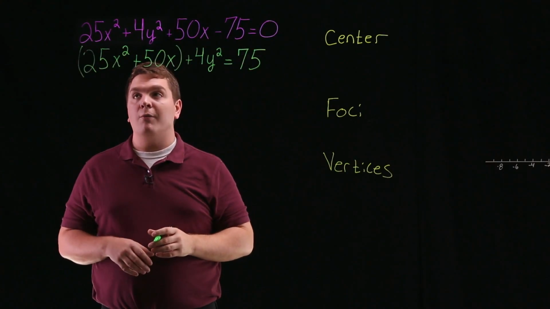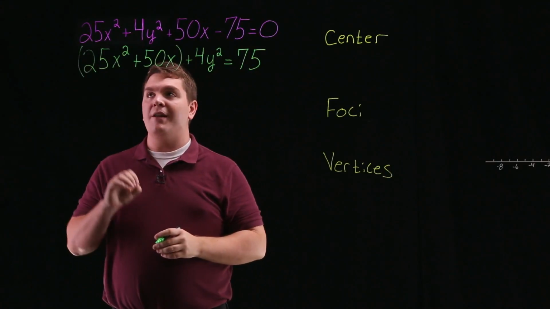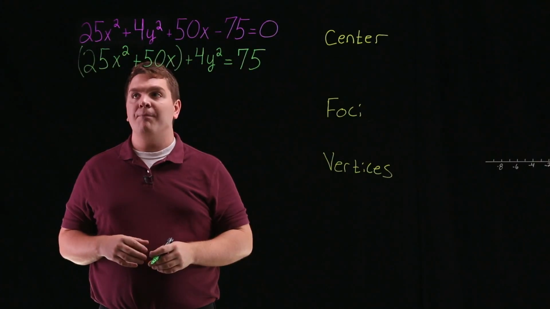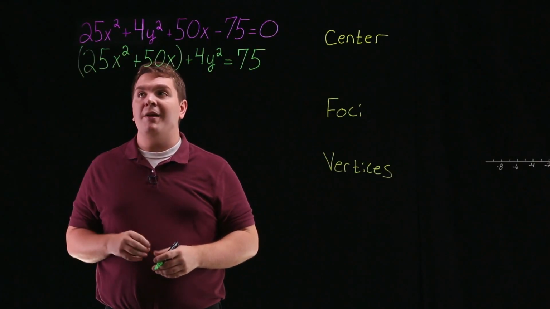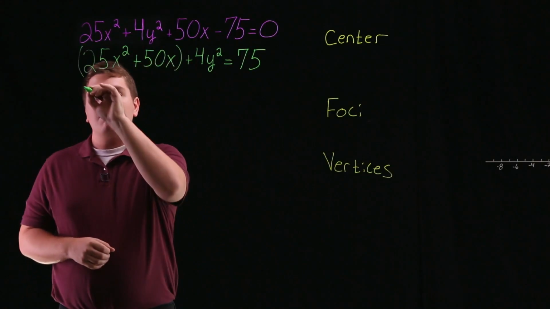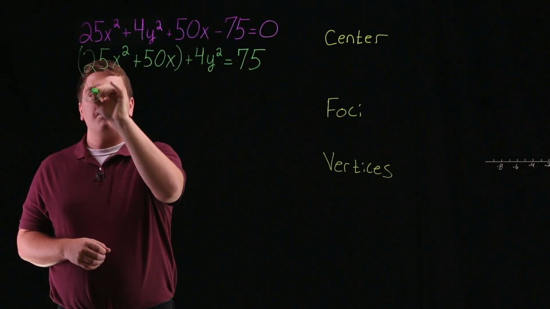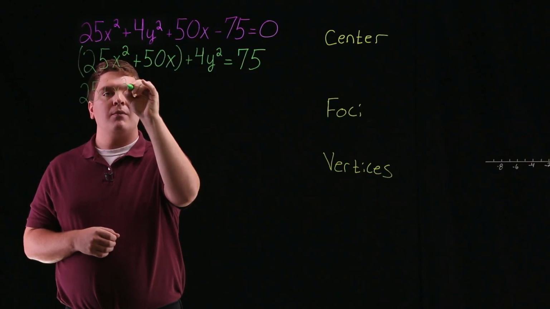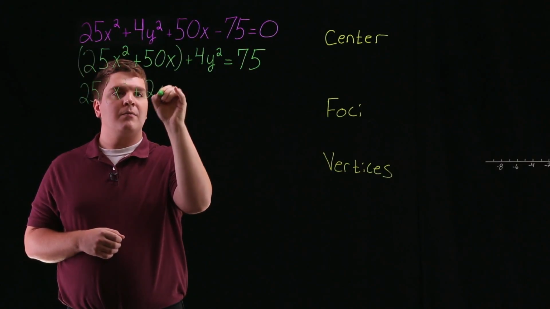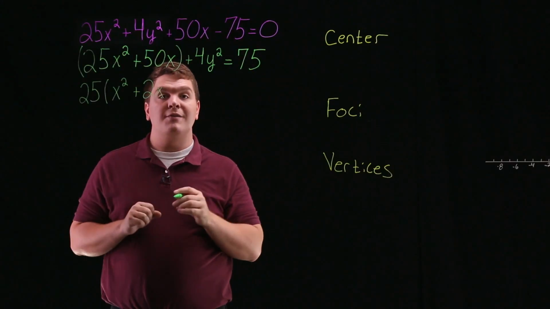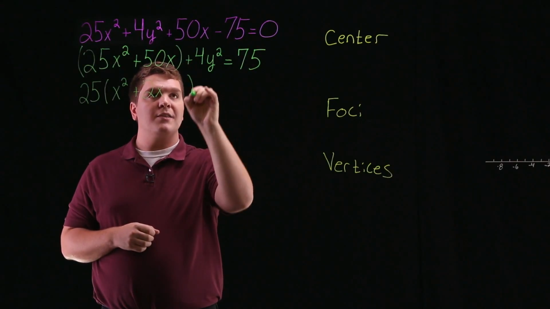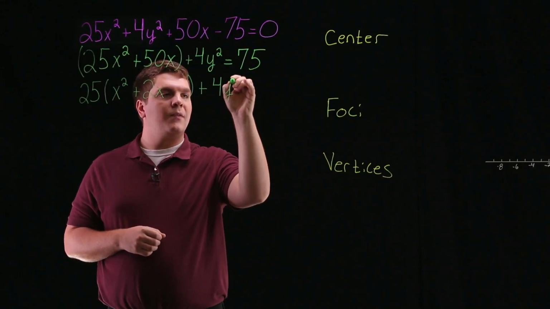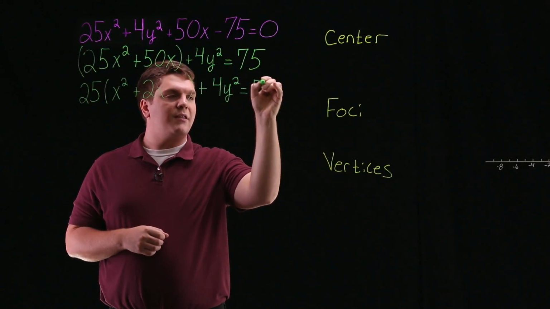Now we're going to want to complete the square here. We have this 25x squared plus 50x, and we want to complete the square. So our first step should actually be to factor out a 25. Factoring out a 25, we're left with 25 times the quantity x squared plus 2x. I'm going to leave a little bit of space here so that we can come back and complete the square. And we'll have a plus 4y squared, and this is still equal to 75.